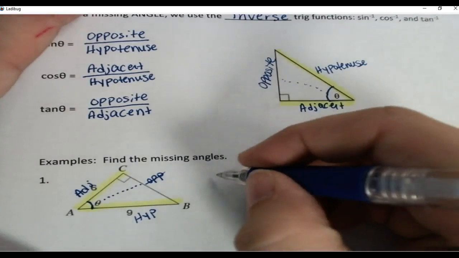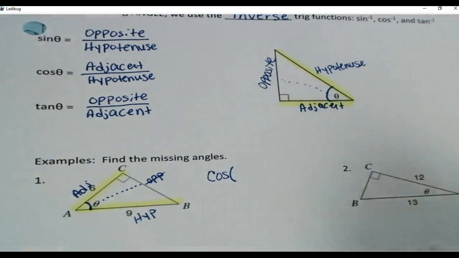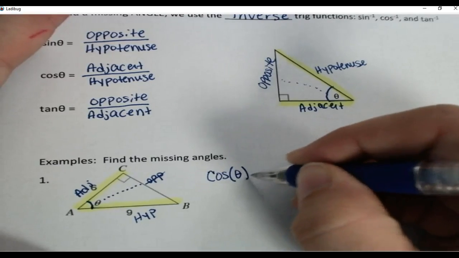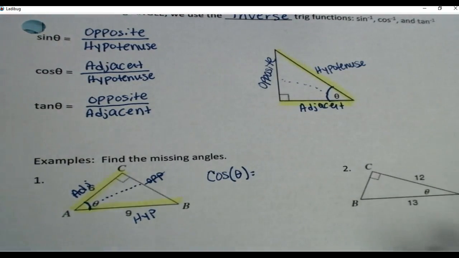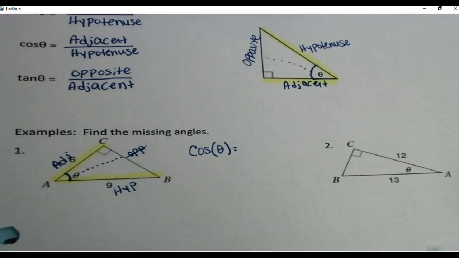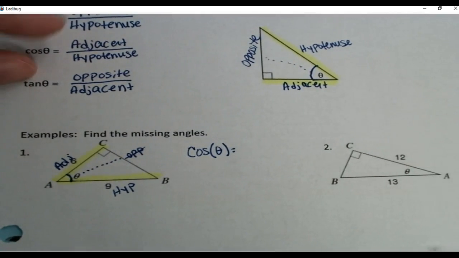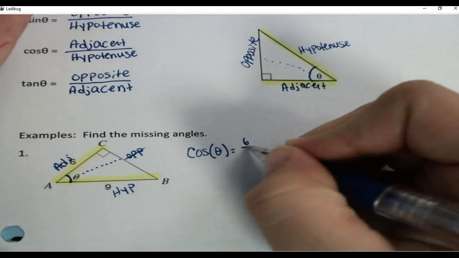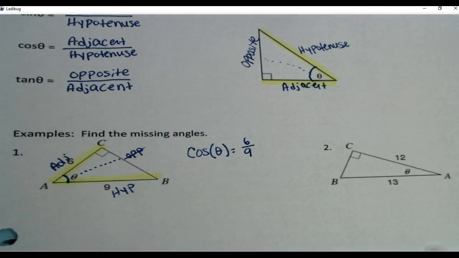Now, today we do cosine of the angle. We don't know the angle, so you can put an x, you can put a theta, it doesn't matter. I'm going to do a theta just because that's what they have, but if you want to do an x, that's fine. Then we set up our ratio, adjacent over hypotenuse, so 6/9. Same thing that we did yesterday. The only difference is our unknown now is our angle. Questions?